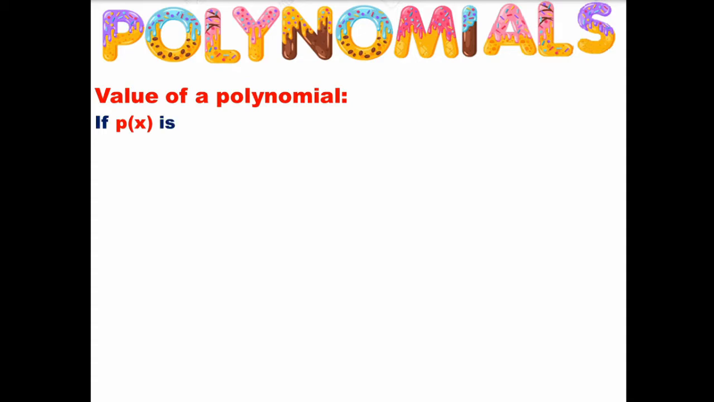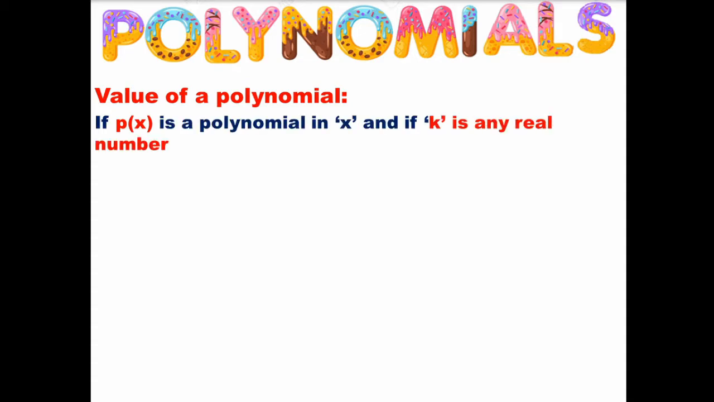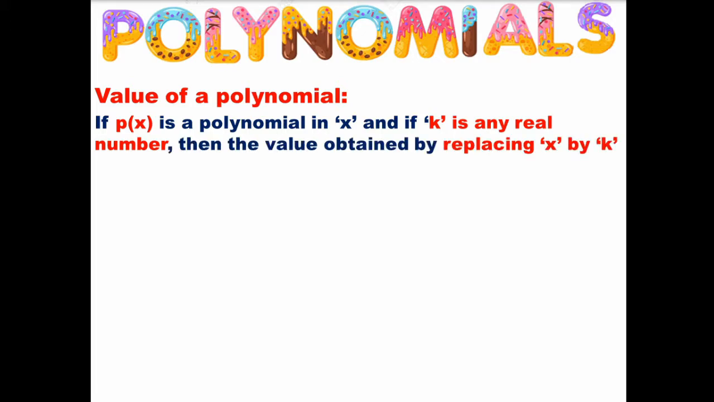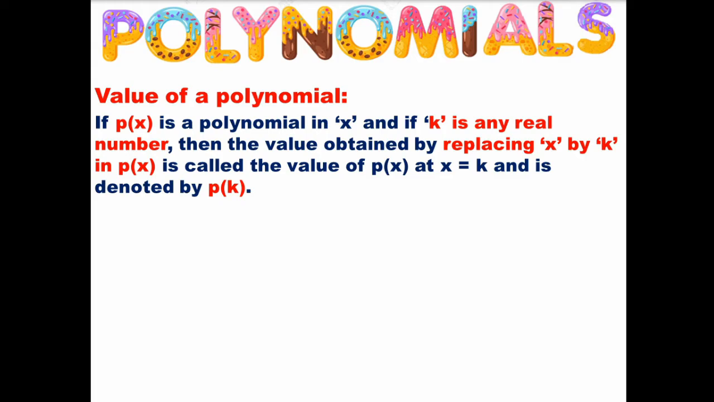If p of x is a polynomial and you have k as a real number, then the value obtained by replacing x by k in p of x is called the value of p of x at x equal k, and it is denoted by p of k.